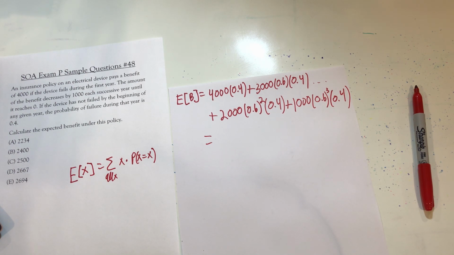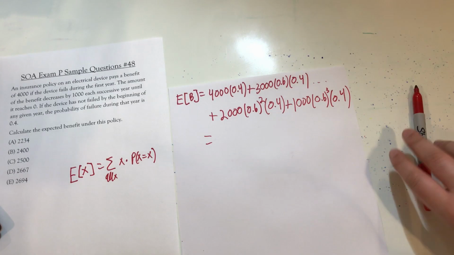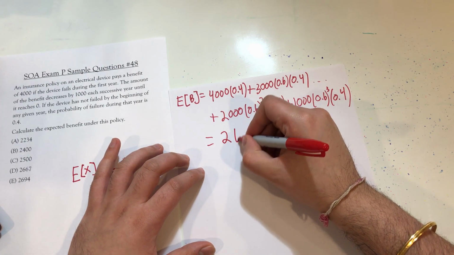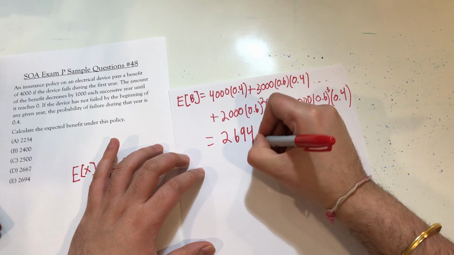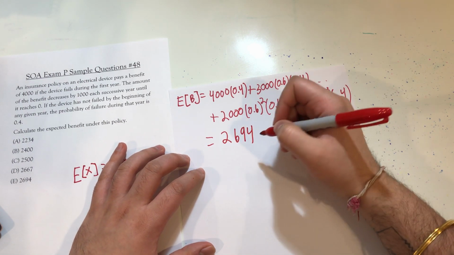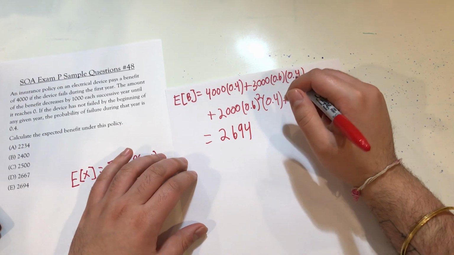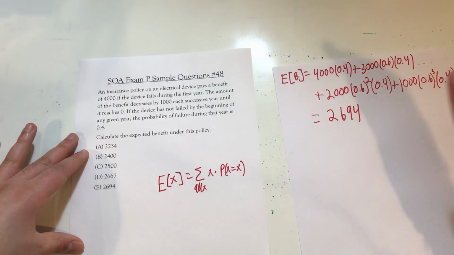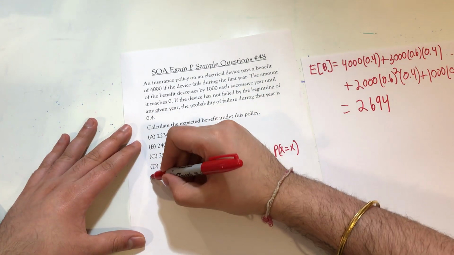And that's going to be 2,694, I guess dollars, I'm assuming. Or yen, I don't know, it doesn't specify. And that matches up with answer choice E.